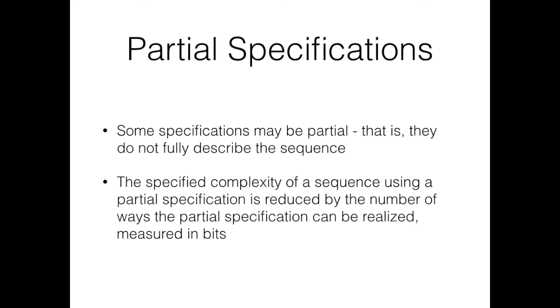Then you also have partial specifications. Some specifications that you come up with may be partial. That is, they do not fully describe the sequence. The specified complexity of a sequence using a partial specification is reduced by the number of ways the partial specification can be realized, measured in bits.